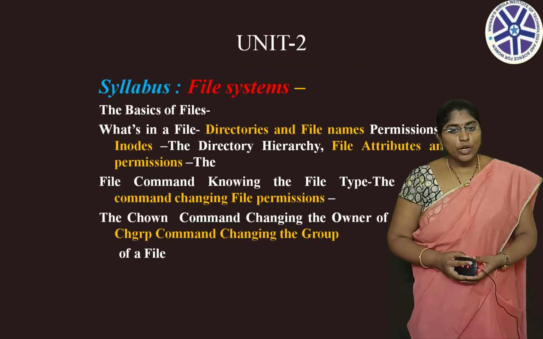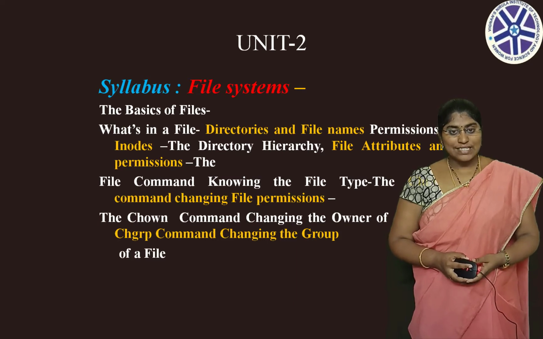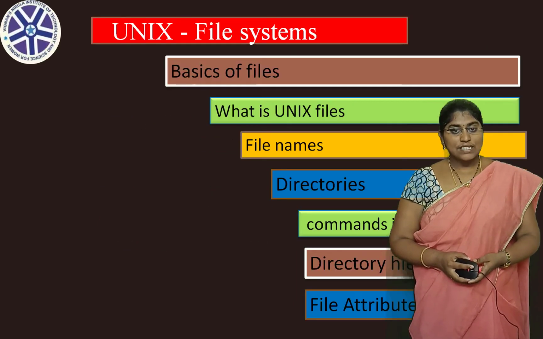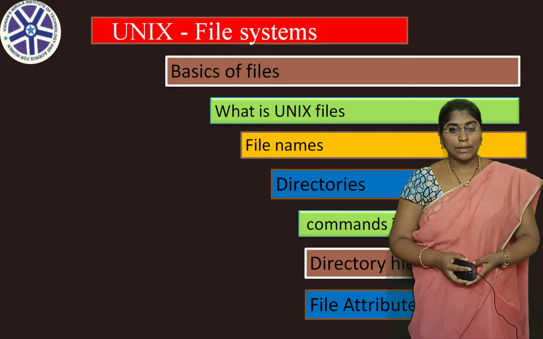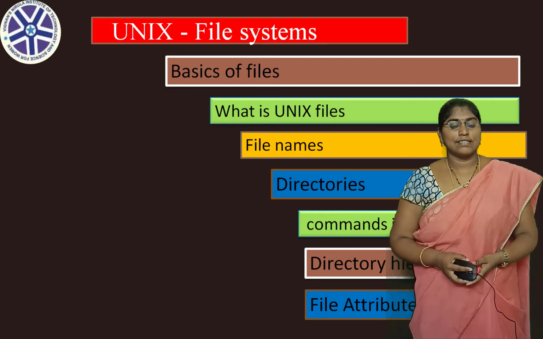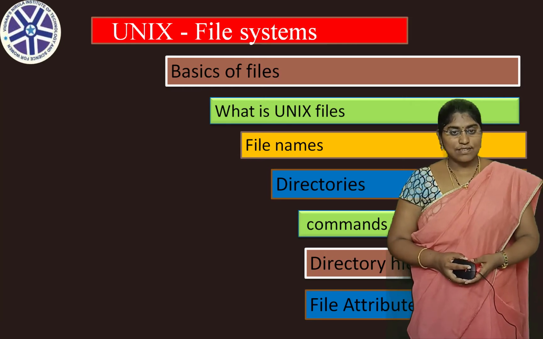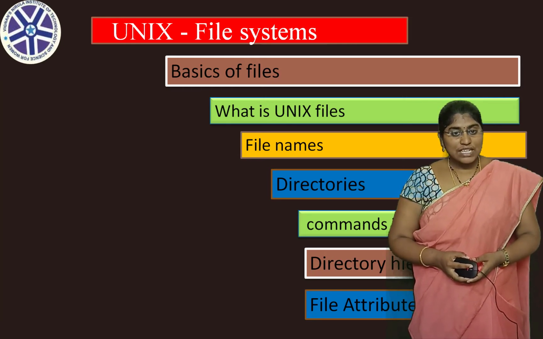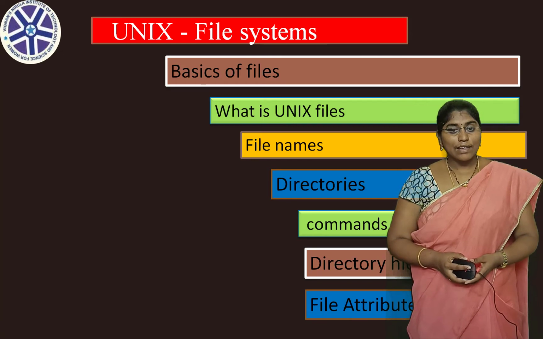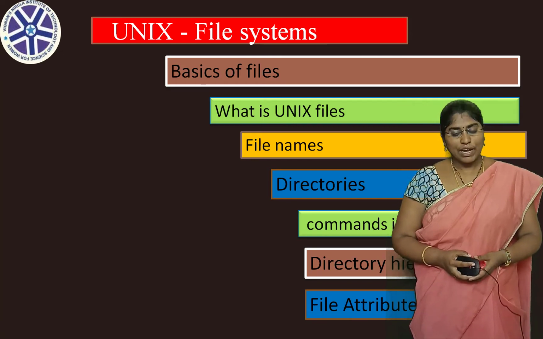In the last session, we already discussed the basics of file systems. In that, we discussed what a file is, what a file name is, and the types of files and directories. Later we discussed the common commands we use in Unix file systems. Next is the directory hierarchy or file system hierarchy and file attributes.